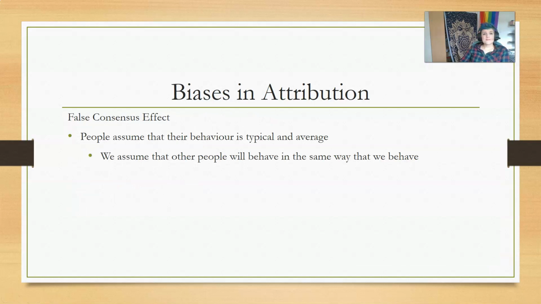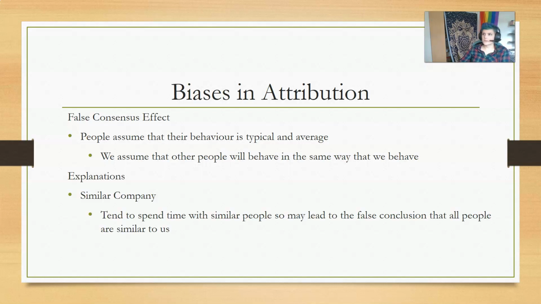The false consensus effect is where people assume that their behaviour is typical and average. We assume that other people will behave in the same way that we behave. So, for example, I know that I never throw litter on the ground, and so I assume that no one else throws litter on the ground, and I get quite confused when I see lots of litter in a certain place. Which is why when I'm driving down the motorway and I see someone throw rubbish out their car, I'm completely aghast because I have this false consensus effect that no one does that.